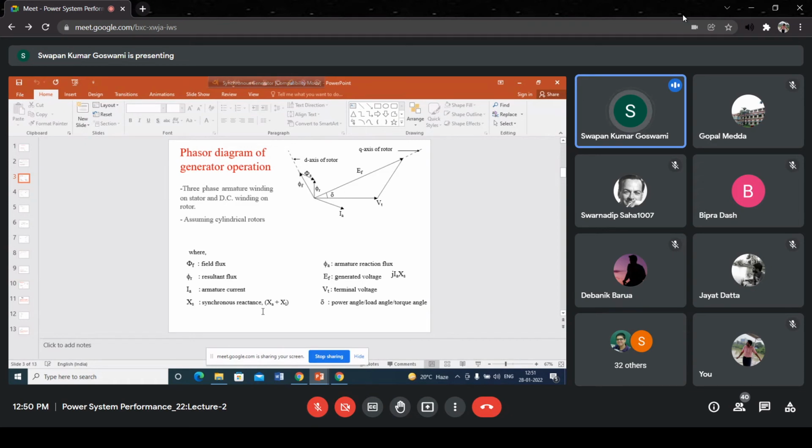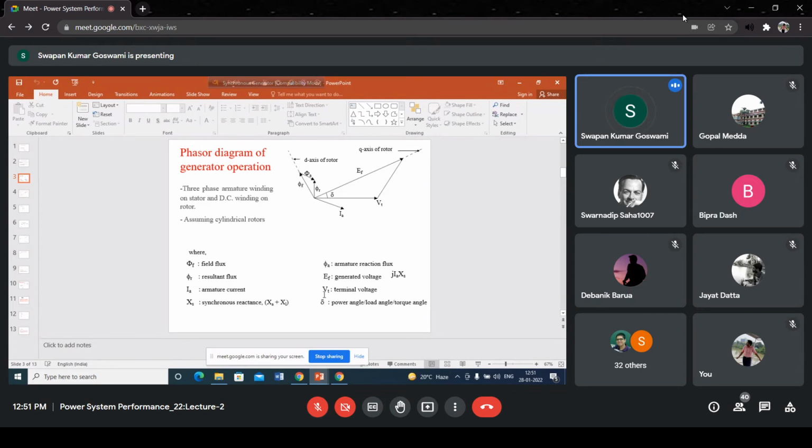So XL is the leakage reactance, and XA is the armature reaction reactance. The corresponding flux is phi A. The corresponding flux of XL is the leakage flux. That is not being shown here because that is not interacting with the field flux. So this therefore is the phasor diagram of the synchronous generator.